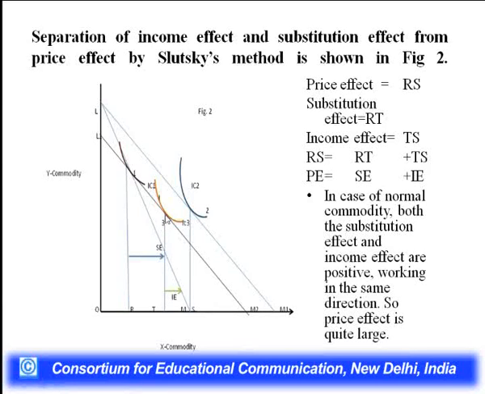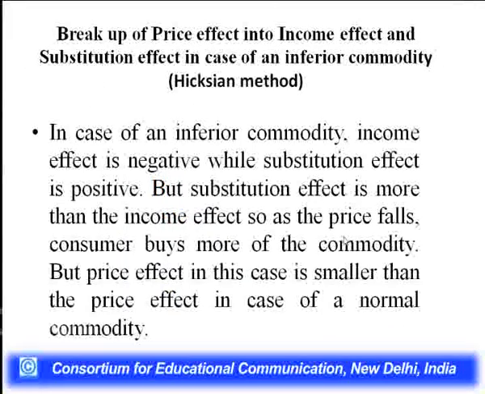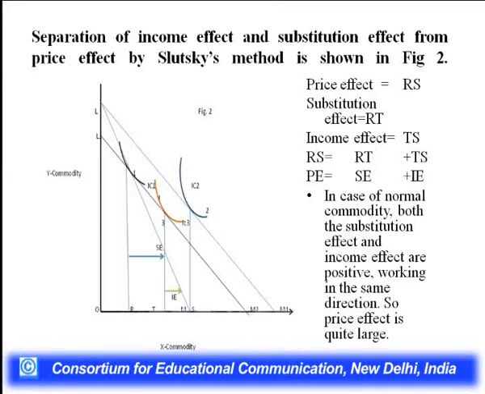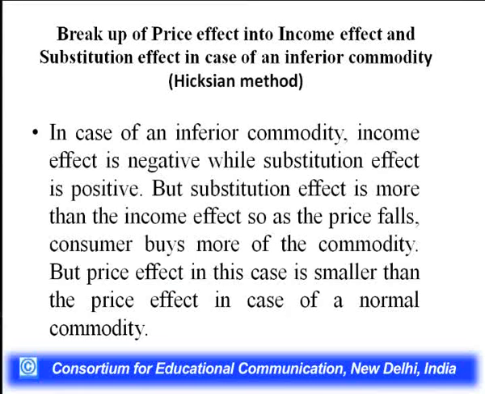So if the income which was taken away from the consumer is given back to the consumer, he again reaches on IC2 and which is a higher indifference curve and equilibrium is at 2. He is buying again OS of the commodity. So TS is the income effect. So in this case again you have seen that both effects are positive. Income effect is TS, substitution effect is RT and price effect is equal to RS is equal to RT plus TS. Now we will take the case of an inferior commodity.